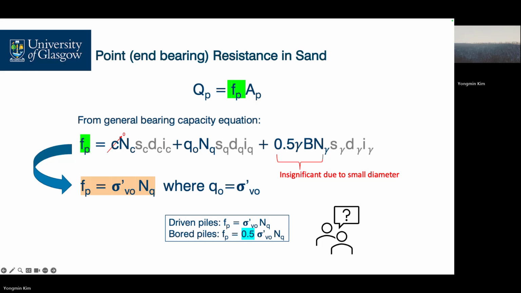The gamma term is insignificant, and in sand there is no cohesiveness, so the c term cancels out. The only term remaining is q Nq. q is the vertical effective stress. So the issue is how to obtain Nq. For the driven pile, it is sigma prime times Nq.